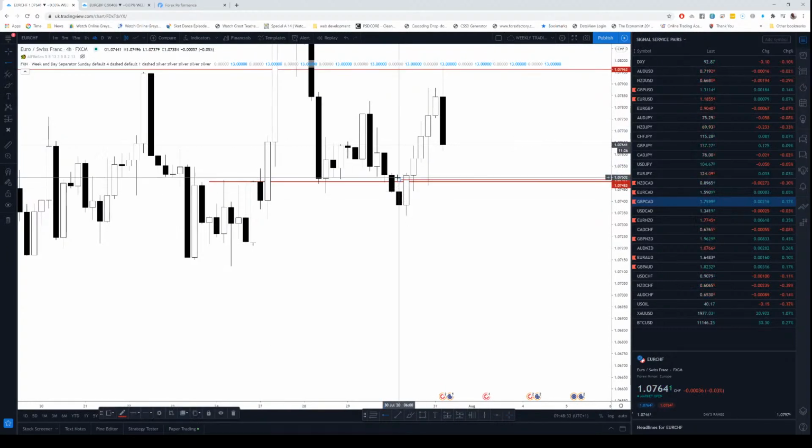This would have been another long. If you are not long from down here after the run on stops here, then I don't think you should be long.